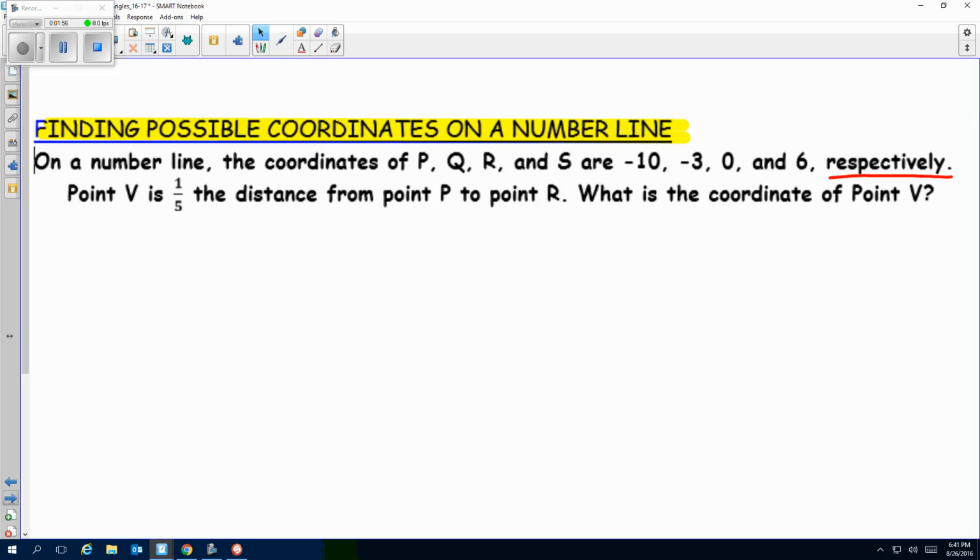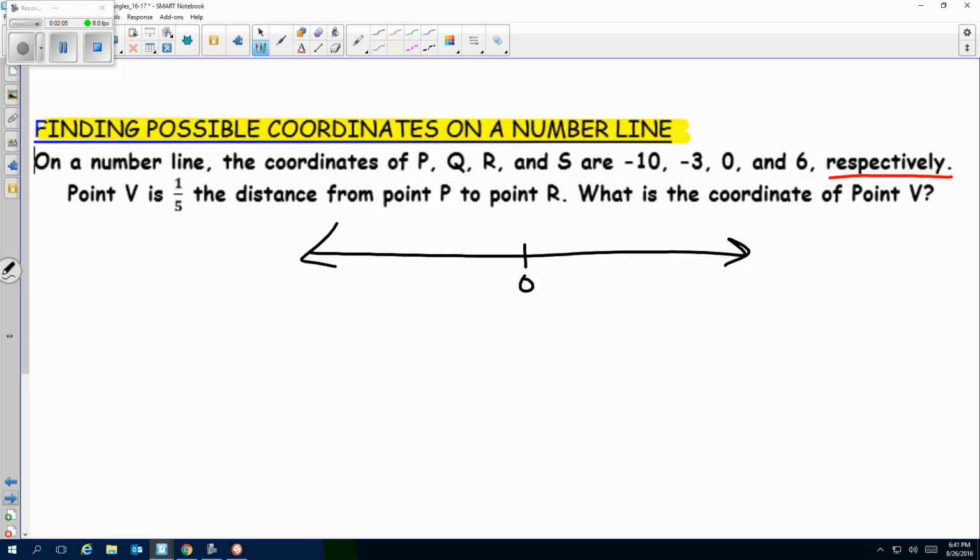So we're going to draw a number line. And we know we have values -10, -3, 0, 6. So we're going to put that 0 in the middle. We know -10 is going to be the furthest one from 0. -3 is going to be kind of close to 0. And then we're going to have 6 kind of in between. All right, so we're going to put that there.